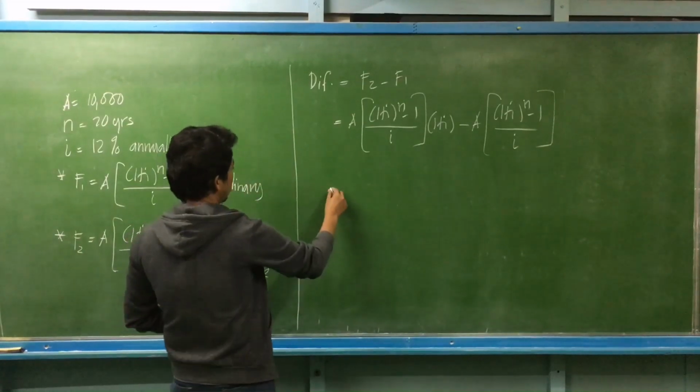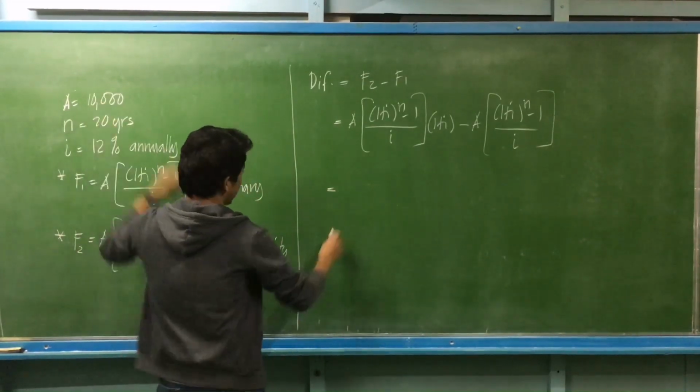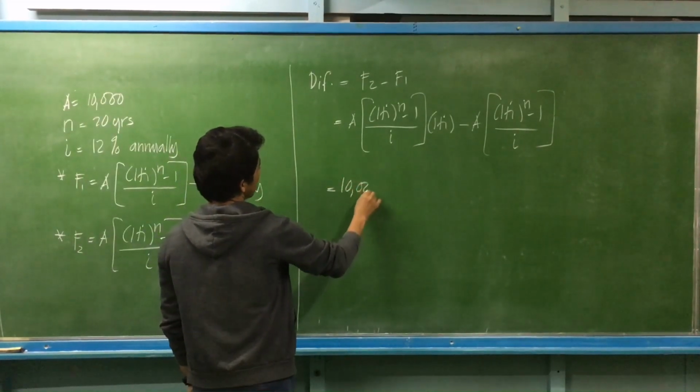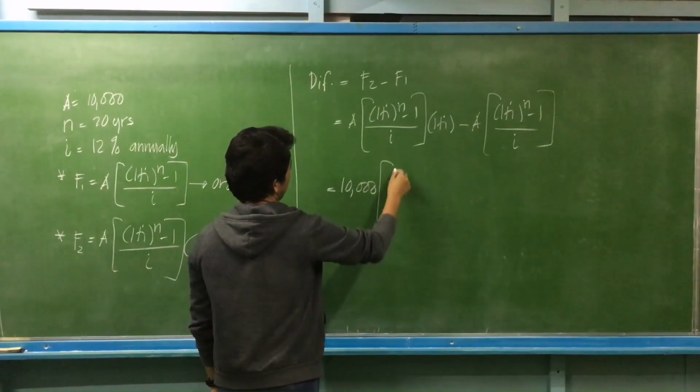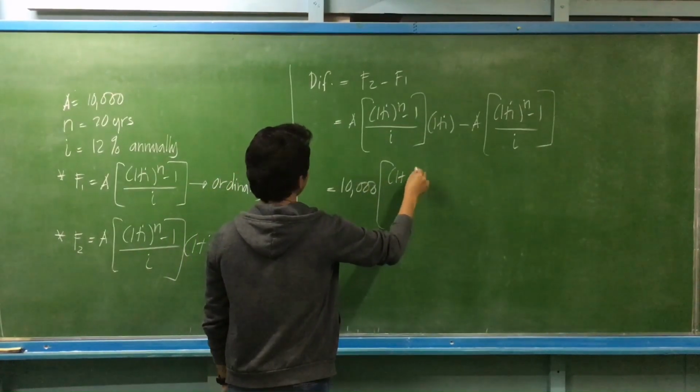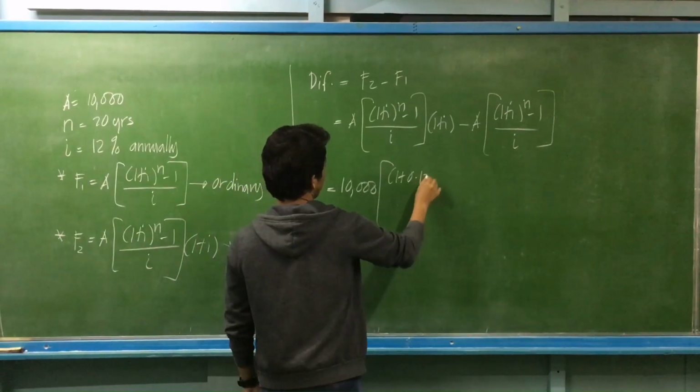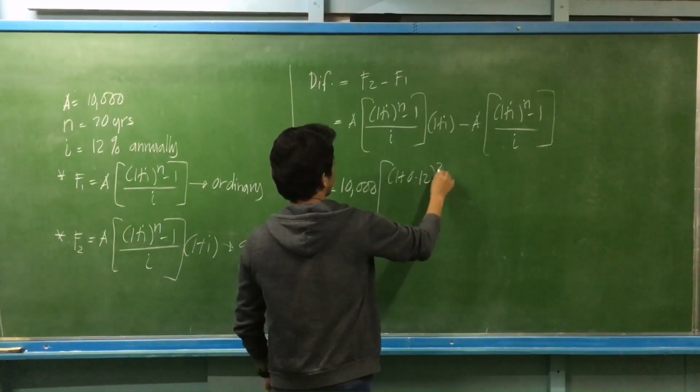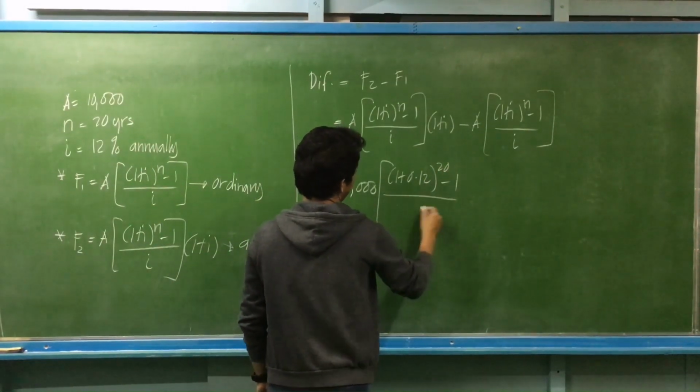Okay? So if you have it, how much will be paid? That is 10,000 multiplied by 1 plus the given rate, which is 0.12, good for 20 years, minus 1, divided by 0.12.